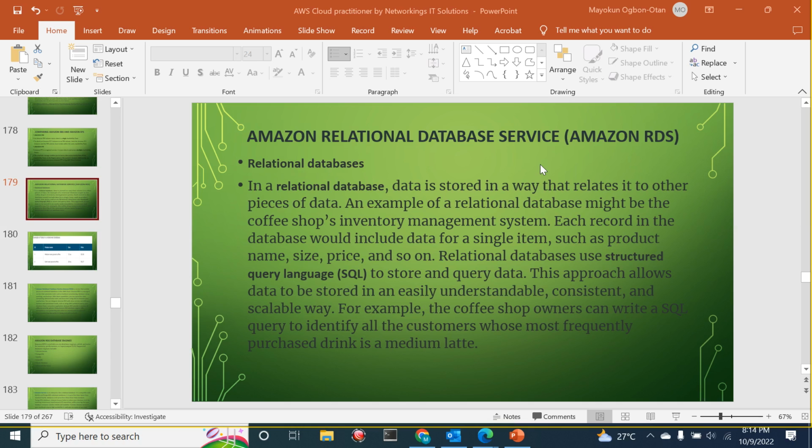Are we still here, please? Yes, sir. All right. So I said we have two major kinds of databases. Number one is what? Relational database. And the second one is what? Non-relational database. Thank you. So read for us now, Miss Bella.